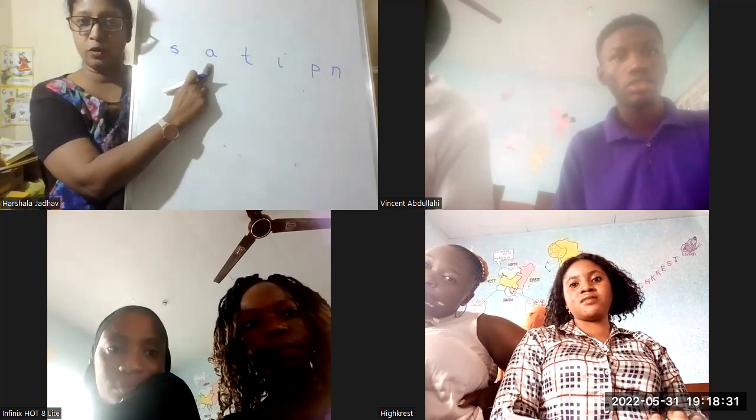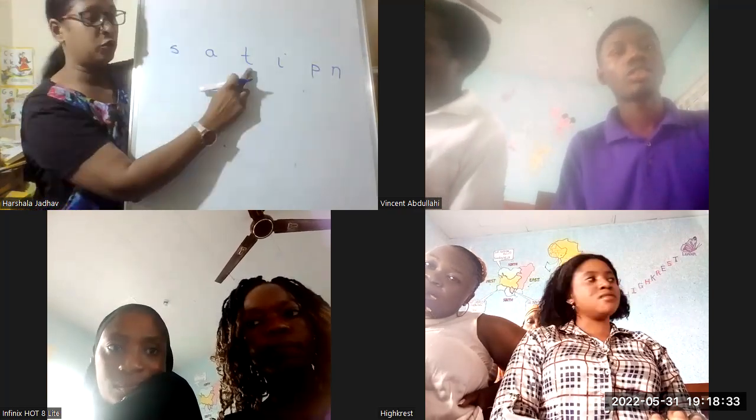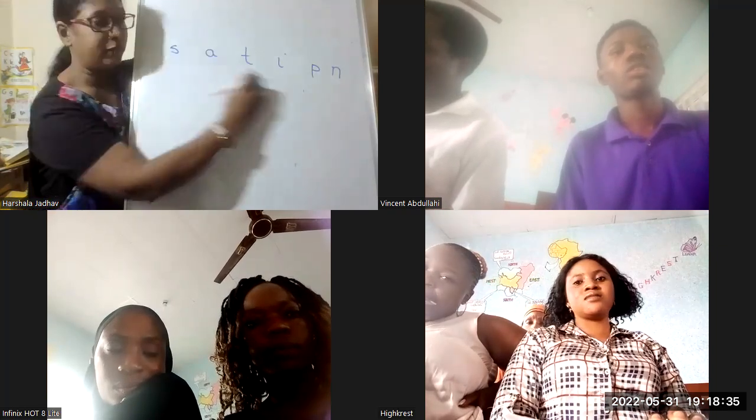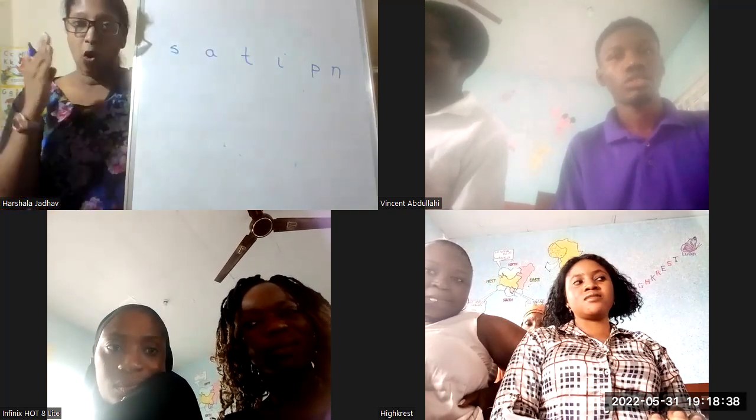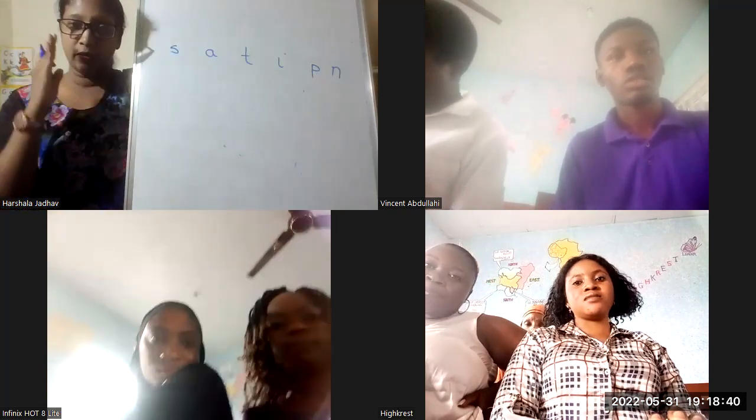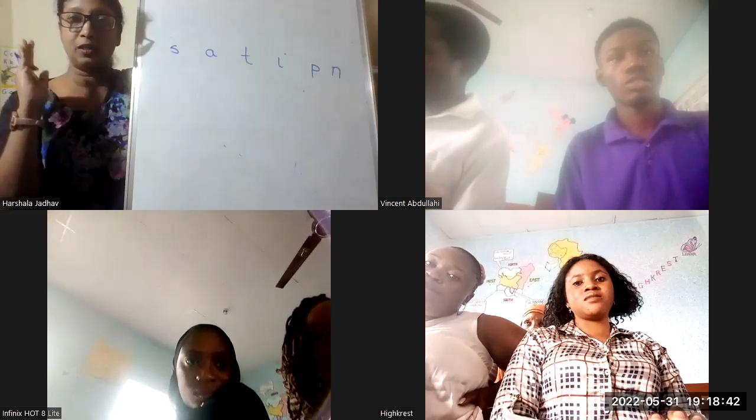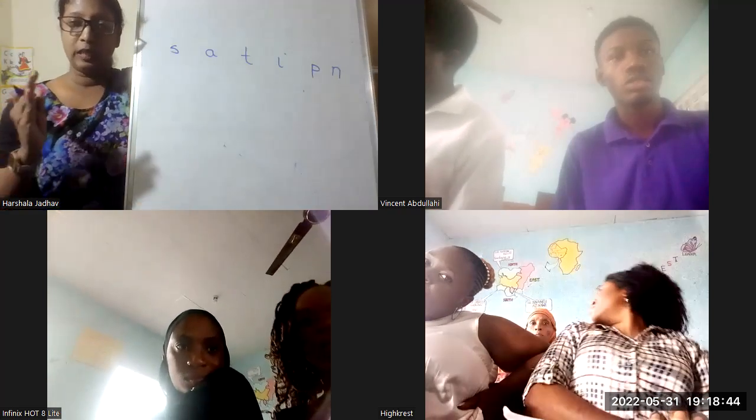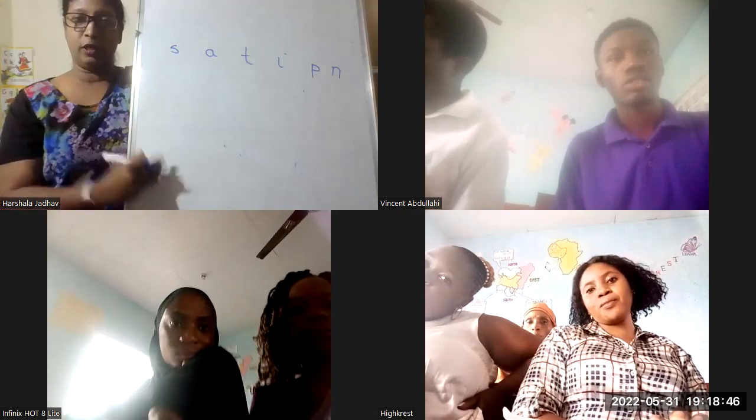The next day you're going to introduce the second sound. The next day you're going to introduce the third sound. And after the 6th day, almost all children read at least 30 words. This is the power of Jolly Phonics.